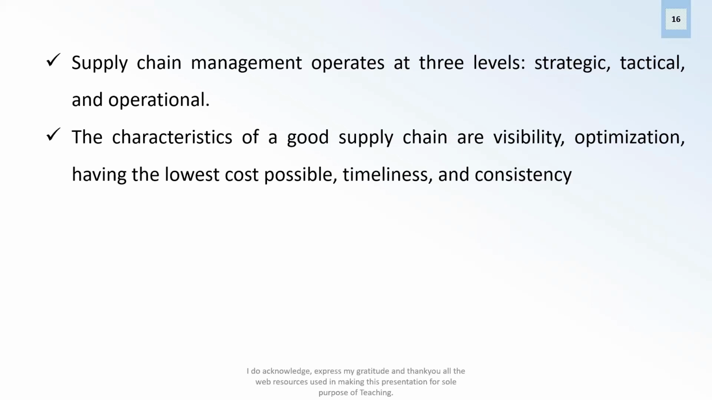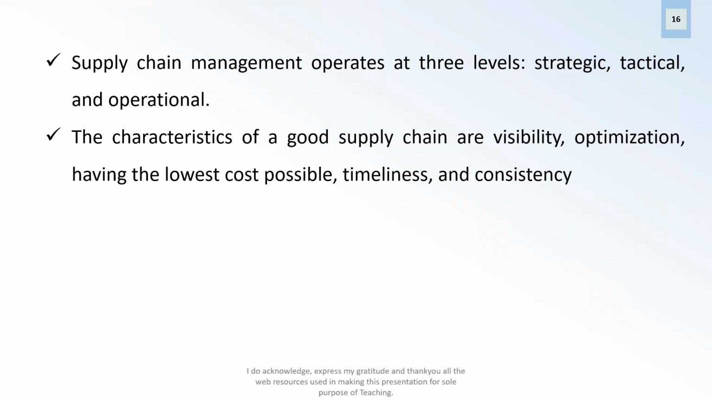The characteristics of a good supply chain. What is a good supply chain? They should be visible. Let me say a very simple thing: if the raw material is on the road, on the reels, and has not yet reached the manufacturing premises, we should know where it is.